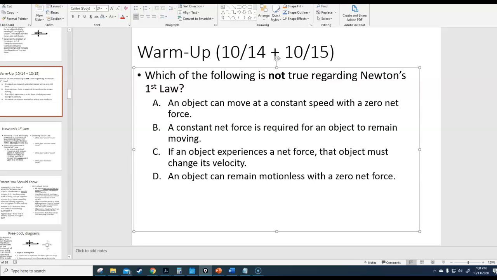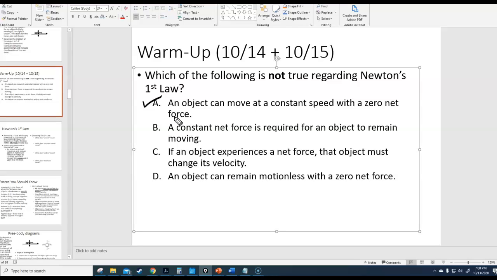Answer choice A says an object can move at a constant speed with a zero net force. Newton's first law says an object in motion remains in motion at constant speed along a straight line, unless acted upon by a net force. That means an object can move at constant speed in a straight line as long as there is no net force, that is, as long as there is a zero net force. And so A is a true statement.